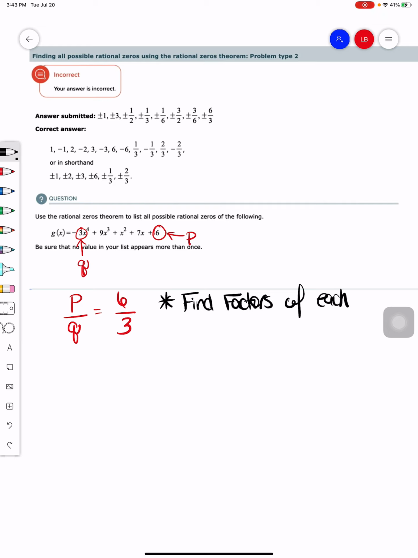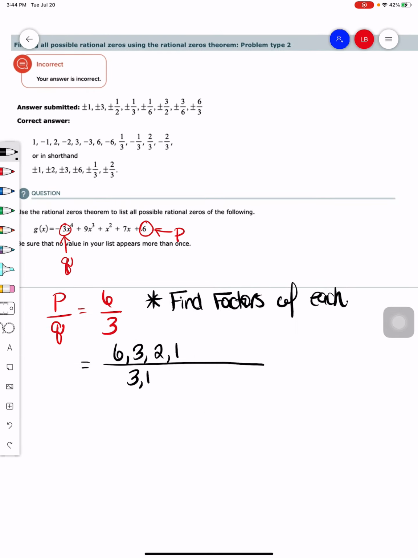Now, this might be unconventional, but what I literally do is I make a large fraction bar and I write down all the factors of 6 on top. So for me, I know that 6 is divisible by 6, it is divisible by 3, it is divisible by 2, and it is divisible by 1. Now, again, remember, this is always going to be plus and minus, but I'm going to put that at the end just to save me time and keep from making this look like a mess. I'm just going to leave the plus and minus off until the very end. My factors of 3 include 3 and 1.